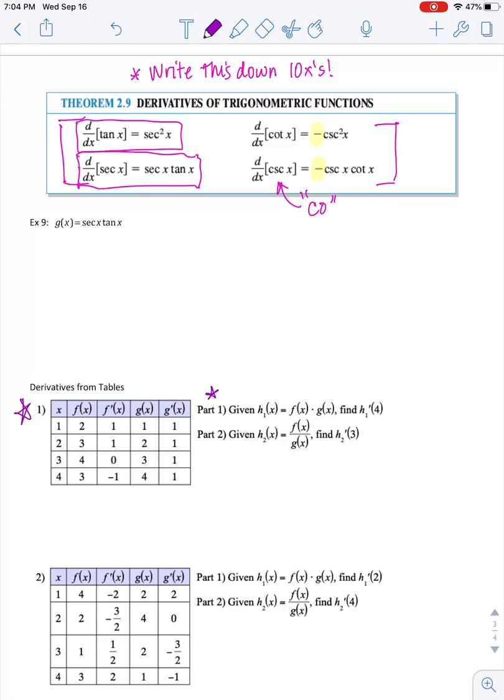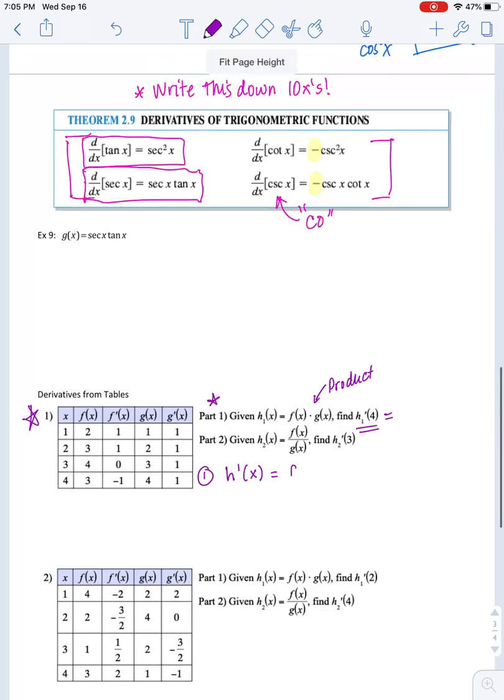So part 1 here says given h1 of x equal to f times g, see this product, our job is to figure out what h prime of 4 equals. That's what we're doing. So if I'm going to do part 1 here, I have to take the derivative of the h function, which is f times g. So literally, h prime is the product rule: first times the derivative of the second plus the second times the derivative of the first.